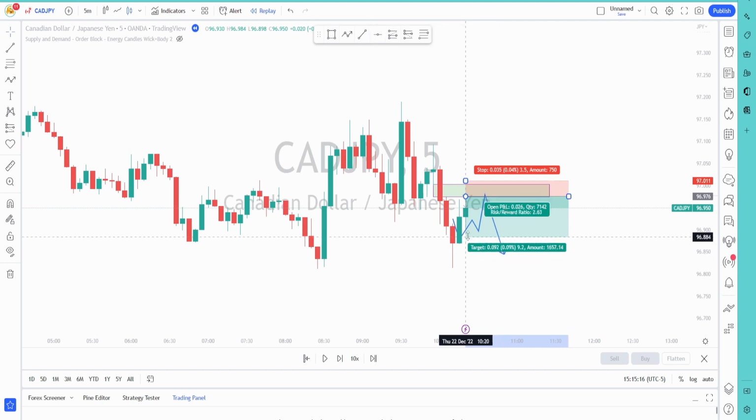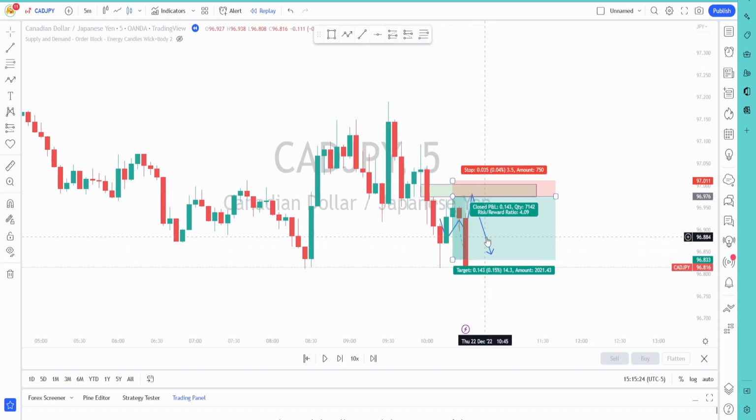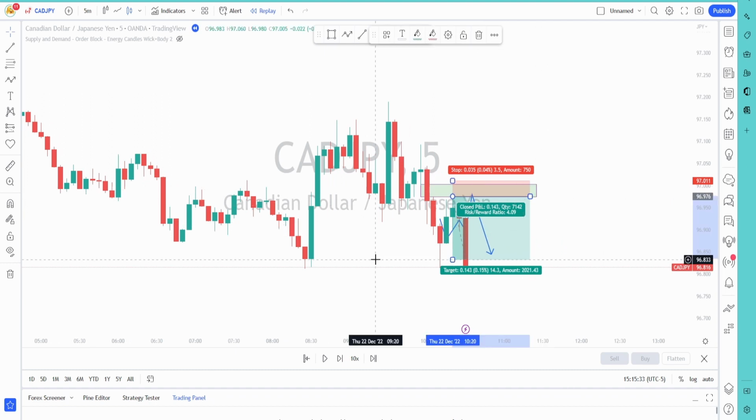Or you could be targeting the low here as well. It all depends what you want to do. You can see with this one, the risk to reward was 4.09. You didn't need to manage this trade, but if part of your strategy is managing it, then you should do that all the way through.